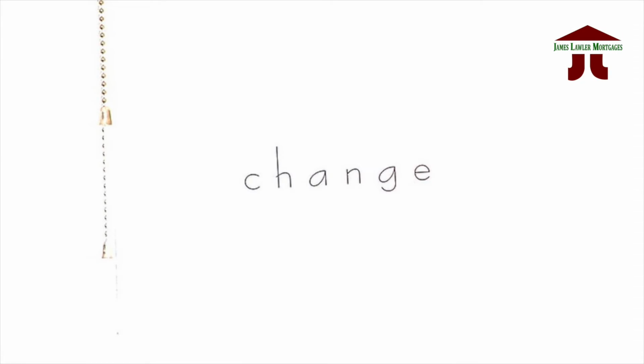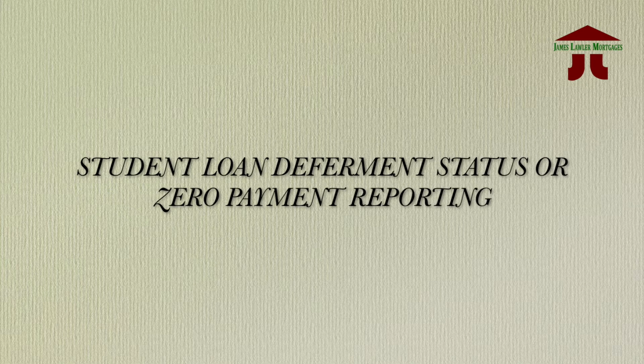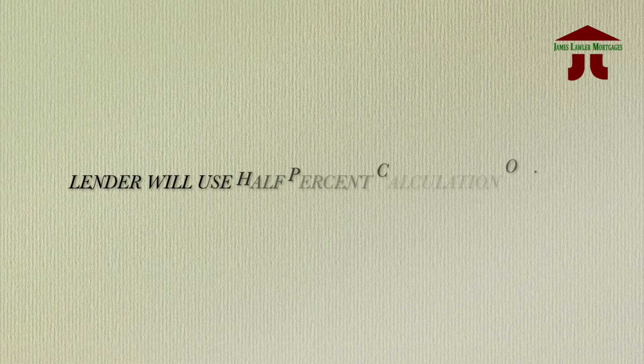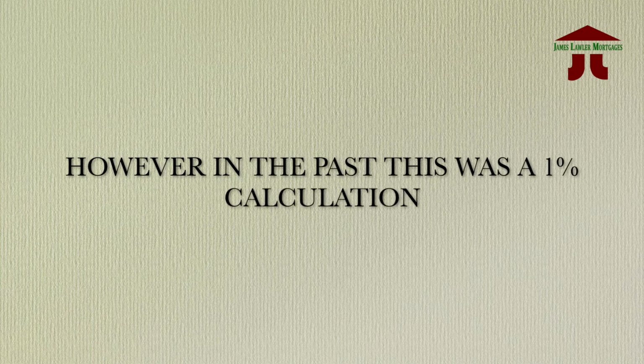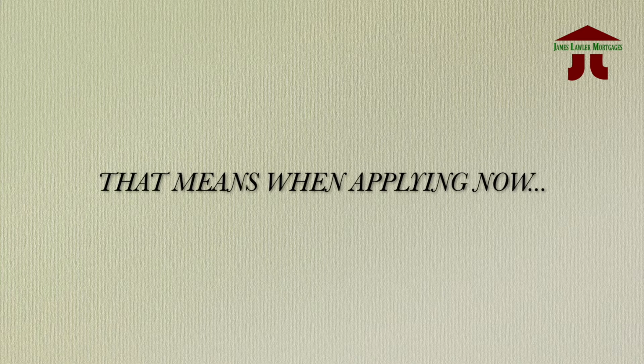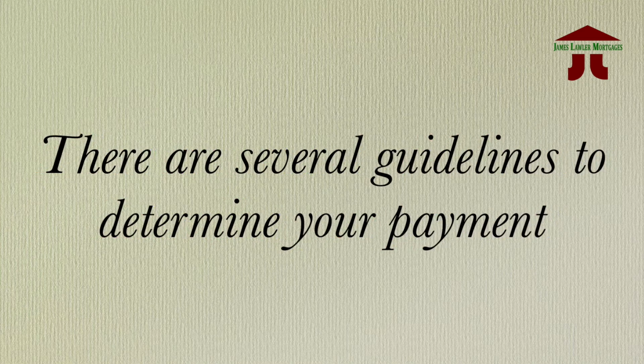One of the recent changes that was made by the Federal Housing Administration to help buyers qualify with student loan debt is when there is no payment reported or documented. In other words, the student loan may be in a deferment status or a zero payment is reporting on your credit report. The lender will use a 0.5% calculation of the outstanding loan balance as the payment against the debt-to-income ratio. Now this in the past was a 1% calculation, so when applying for an FHA mortgage loan approval, this action alone by FHA allows more borrowers to qualify for a mortgage, where before they may not have.